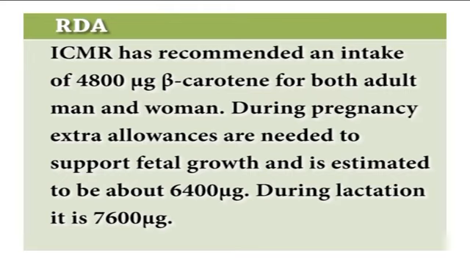RDA or the recommended dietary allowance. As per ICMR recommendation, an intake of 4,800 microgram beta carotene for both adult man and woman is advised. During pregnancy, extra allowances are needed to support fetal growth and are estimated to be about 6,400 microgram. During lactation, it is 7,600 microgram. For children between the age group of 1 to 6 years and 7 to 9 years, it is suggested to consume about 3,200 microgram and 4,800 microgram per day of beta carotene.